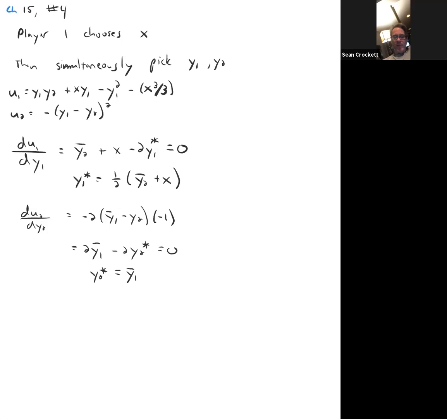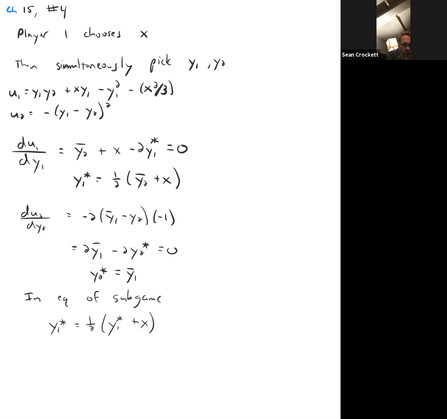And so in equilibrium of this subgame, remember it's a subgame perfect Nash equilibrium, so both players have to be playing equilibrium in every subgame. So the subgame where they move simultaneously, we have to have y1 star equals 1/2 times y2 bar, and we know that that's going to be equal to the same thing as y1 star. So we make the substitution of player 2's best response function into player 1's.